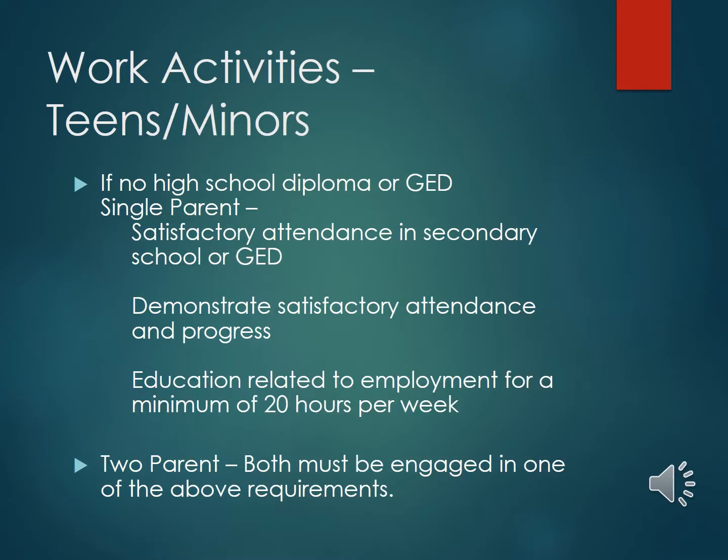Teen parents and minor parents must attend high school or GED classes if not already obtained. This can be done by attending a secondary school or GED classes. They must demonstrate satisfactory attendance and progress in the courses assigned. The parent may also choose to participate in education related to employment for a minimum of 20 hours weekly to fulfill the requirement. For the two-parent families that are considered teens or minors, both must be engaged in one of the requirements discussed.